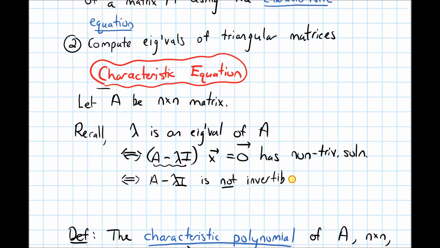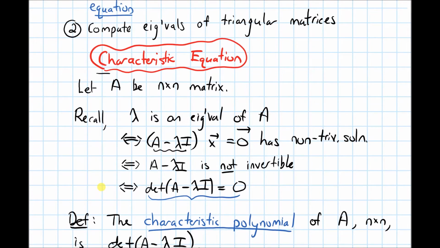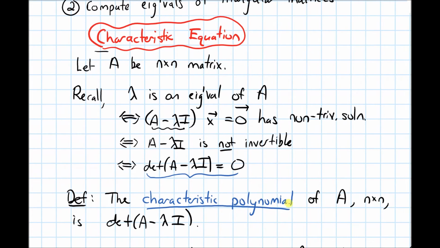If there was a non-trivial solution to this, that would mean that there's a free variable in this matrix, so it would not be invertible. Okay, and if it's not invertible, let's restate this using determinants. That means that the determinant of A minus lambda I equals 0. And it'll turn out that this is the key to how we will find the eigenvalues of a matrix in general, by using this determinant equation. So we're ready to define the characteristic polynomial.